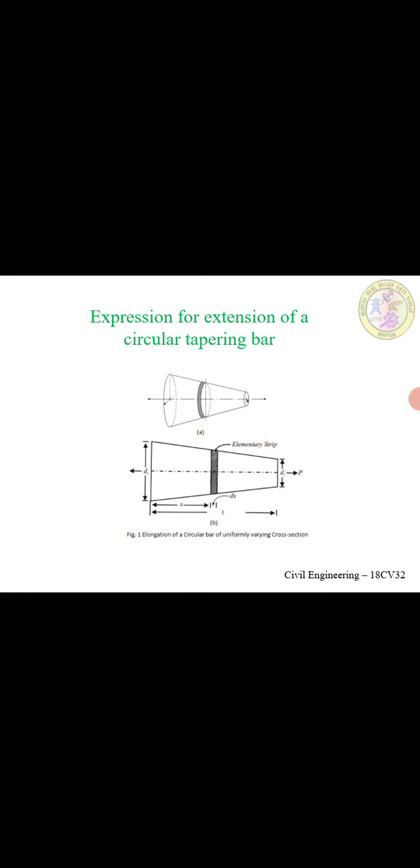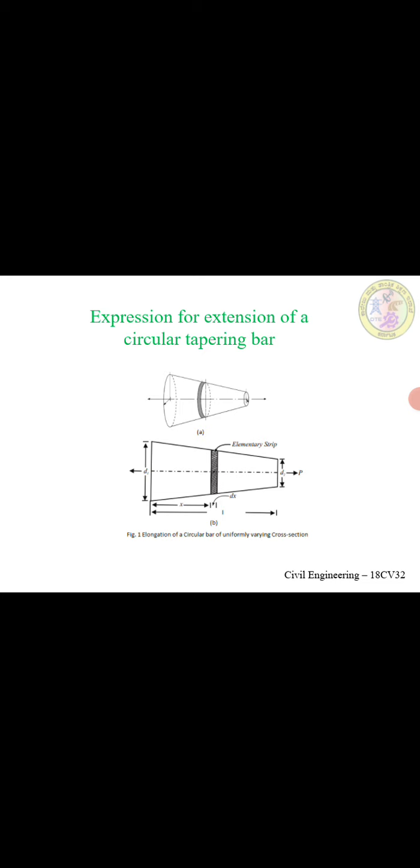This diagram is used to derive an expression for extension of a circular tapering bar. Consider a circular bar of length L having uniformly varying cross section as shown in figure 1. Figure A represents a 3D view and figure B represents the longitudinal section.